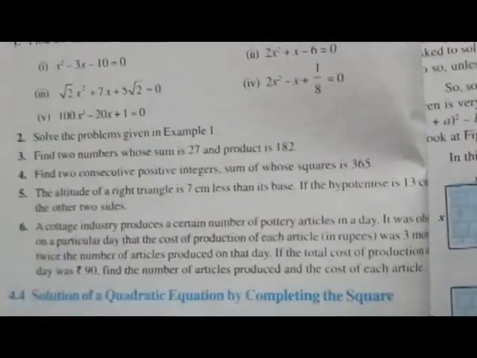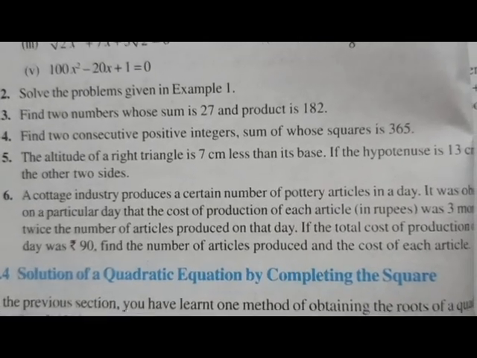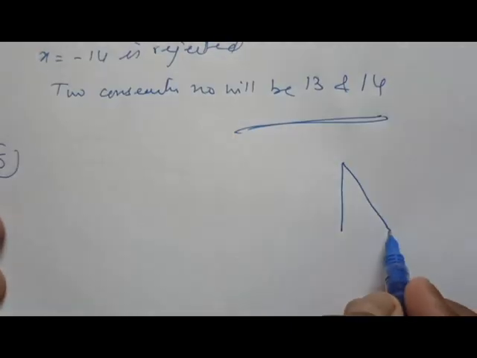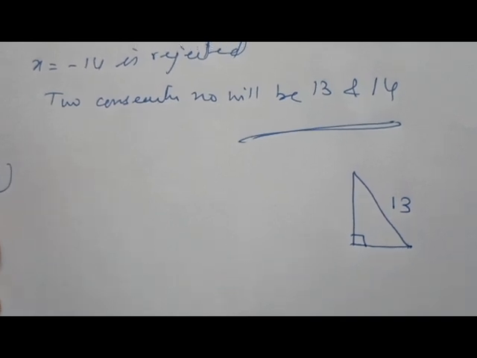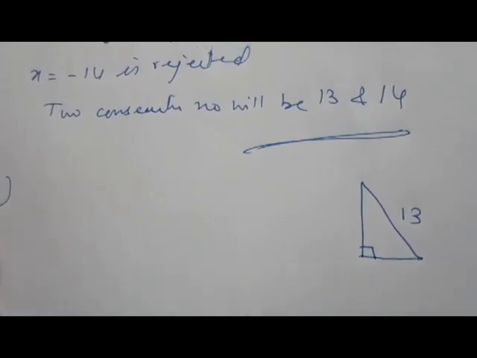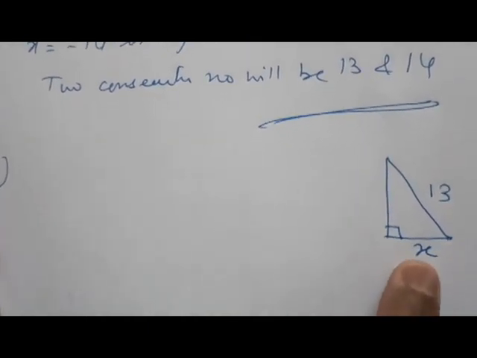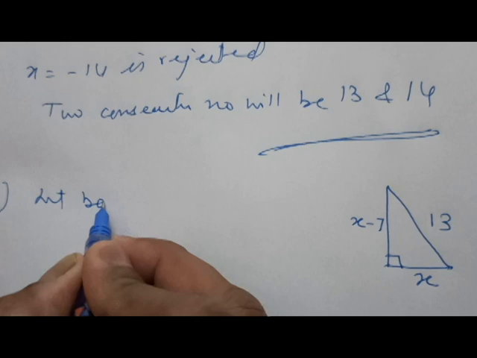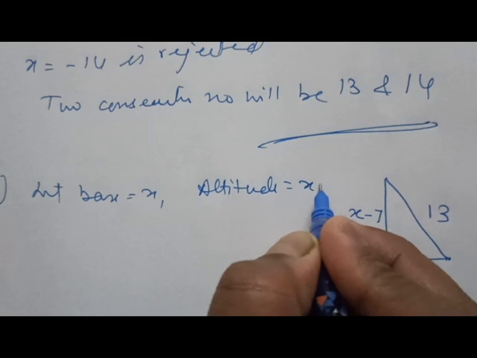The altitude of a right triangle is 7 centimeter less than its base. If the hypotenuse is 13 centimeter, find the other two sides. Now students, you can see here, for your explanation, I will draw a right angle triangle where the hypotenuse is given as 13. Altitude of a right triangle is 7 less than its base. If I take the base as x, then the altitude will become x minus 7. So we write here, let base is equal to x. So altitude will be x minus 7.